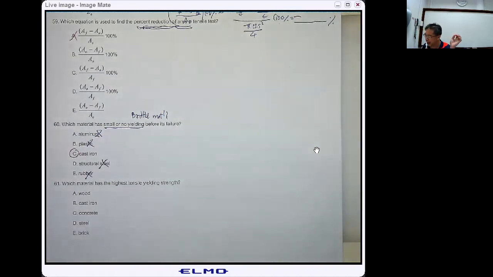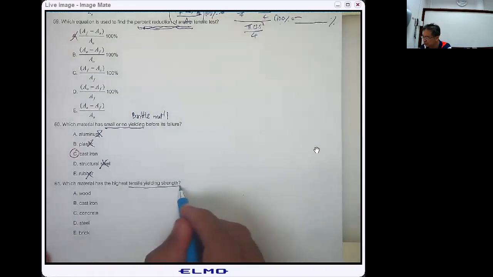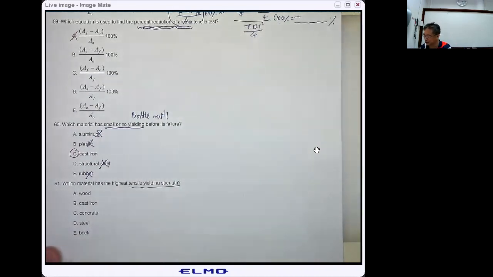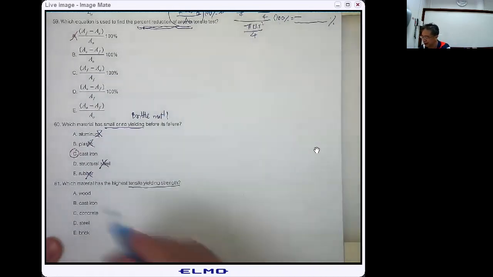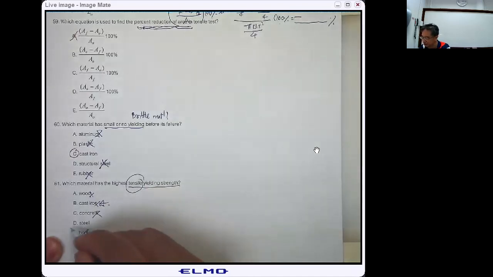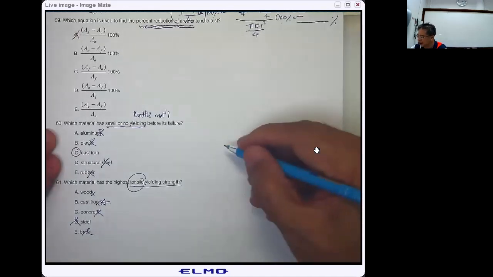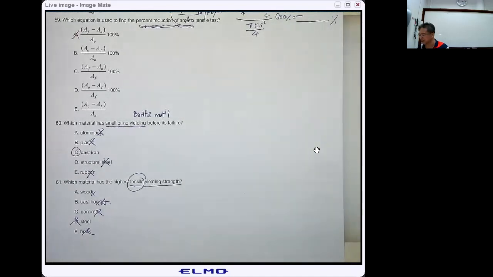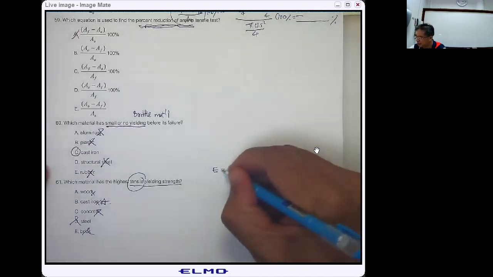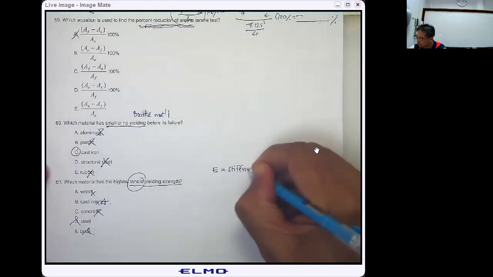Which material has the highest tensile yielding strength? Okay, the highest tensile yielding, and this has no yielding. This has no yielding. This has a very high strength in compression, but this is for the tension. This is not, this is not. So this is supposed to be the steel. Okay.